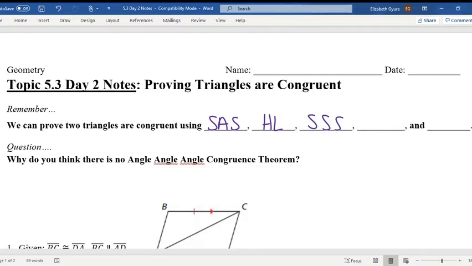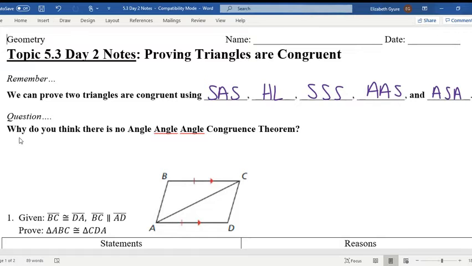What was that? I'm sorry. Yeah, angle, angle, side, and then the last one. Yeah, good. Angle, side, angle. Those are the 5 ways to prove triangles are congruent. So if you see a proof and it says, prove this triangle is congruent to this triangle, one of these is going to be your last step. You're just going to have to figure out which one it is, which one makes sense given the information.